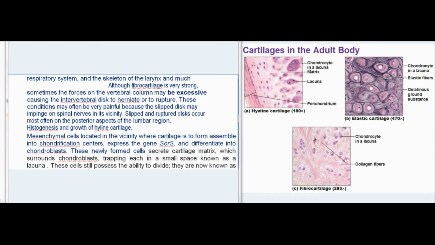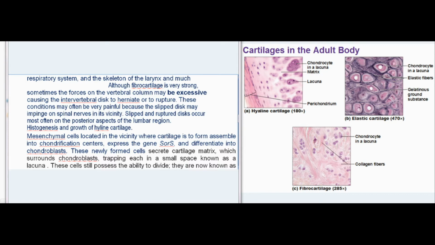Histogenesis and growth of hyaline cartilage. Mesenchymal cells located in the vicinity where cartilage is to form assemble into chondrification centers, express the gene SOX9, and differentiate into chondroblasts. These newly formed cells secrete cartilage matrix, which surrounds chondroblasts, trapping each in a small space known as a lacuna. These cells still possess the ability to divide.